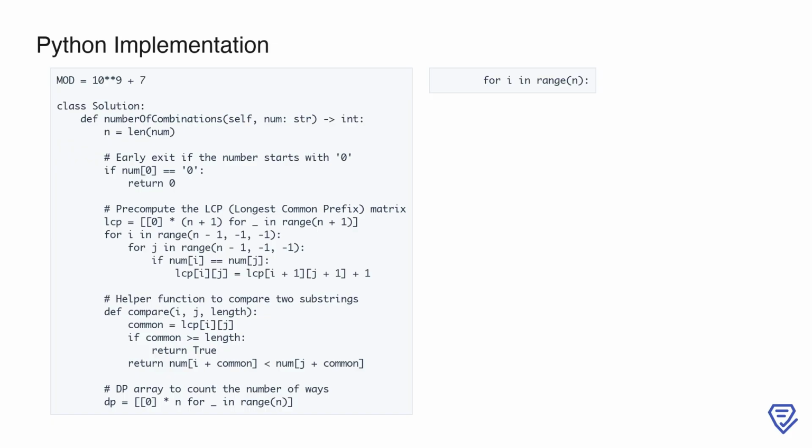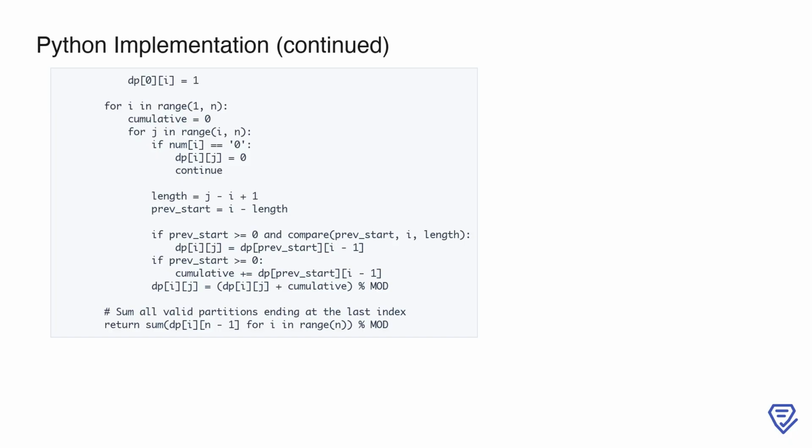To compare two substrings efficiently, we define a helper function called compare. This function takes the starting indices and the length of two substrings and uses the LCP matrix to determine if one substring is less than or equal to the other. If the common prefix length meets or exceeds the required length, the substrings are deemed equal. Otherwise, the function compares the characters immediately following the common prefix to determine the order.